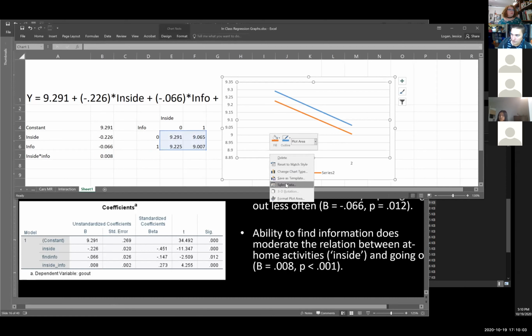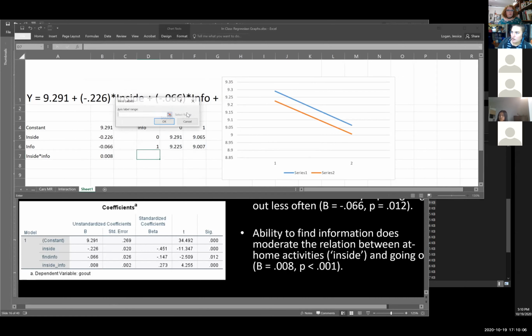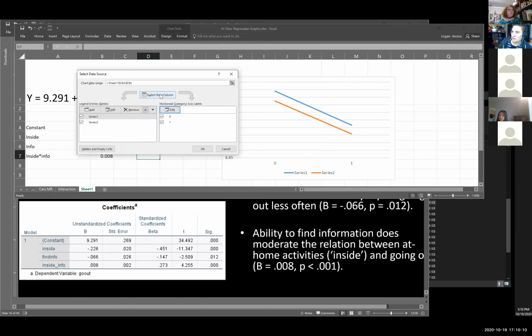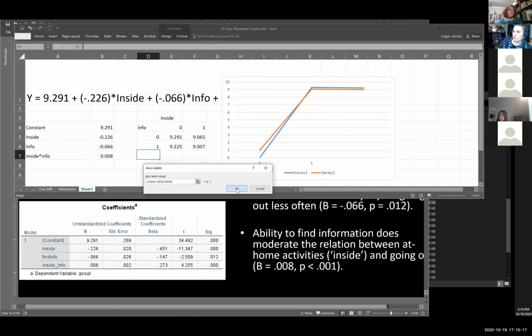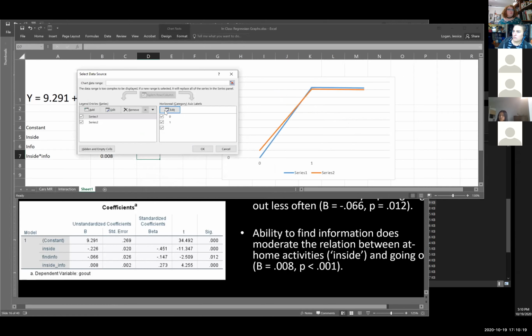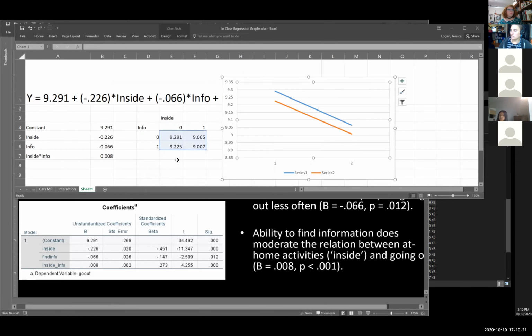I'm going to add in our axes. Horizontal, 0, 1. Oh my gosh. I have two values. So here's what we can do. It's not changing very much. They look very parallel because the difference between 0 and 1 is only going to be 0.008.